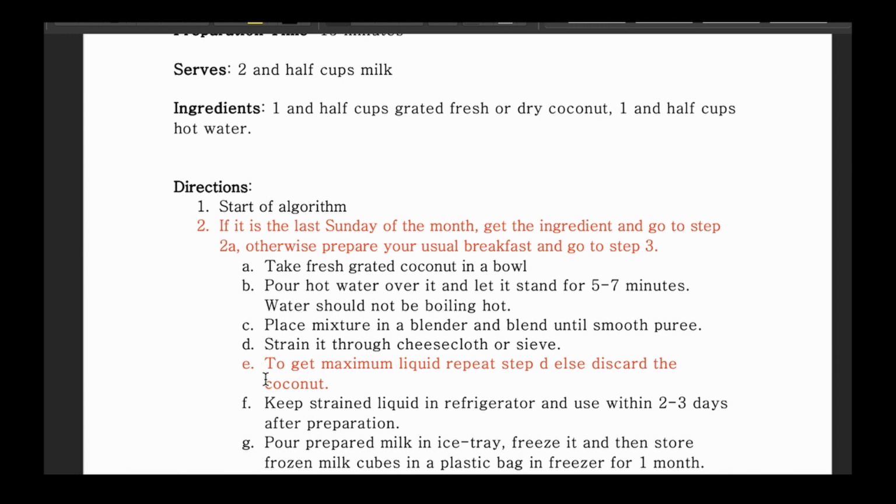Let's look at step 2E. That is the next change that we have in there. It says to get maximum liquid, repeat step D, else discard the coconut. Now let's see what step D says. It says strain it through cheesecloth or sieve. Then you move to step E to get maximum liquid, repeat step D. So you're actually sieving or squeezing the coconut until you get a lot of liquid out of it. If you have the maximum liquid, then you will continue with F. So this E is a looping statement which makes you repeat step D until you attain a condition, which is getting maximum liquid. All right.